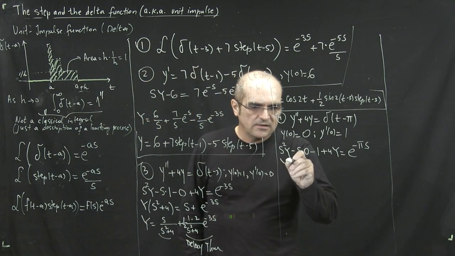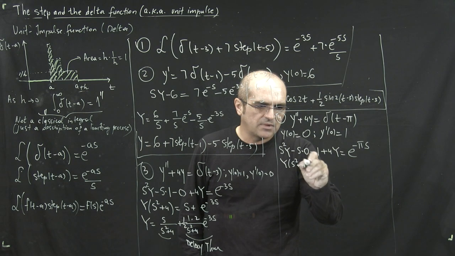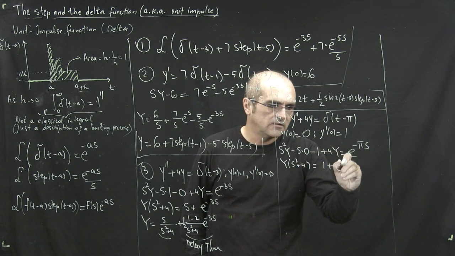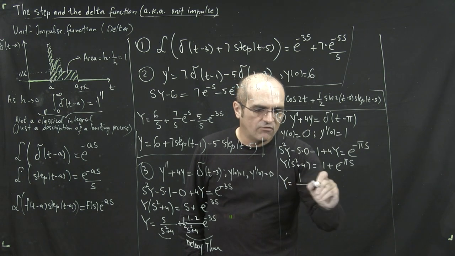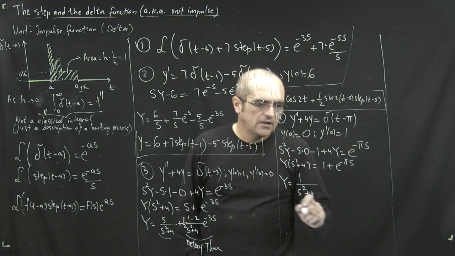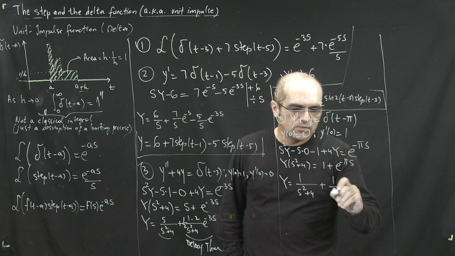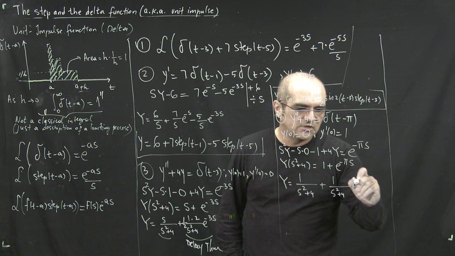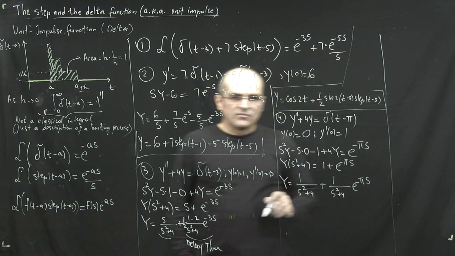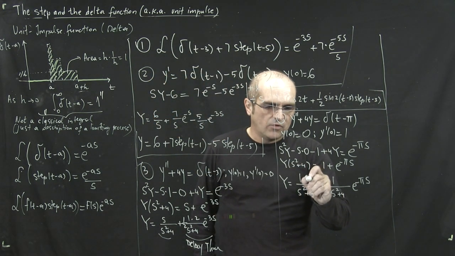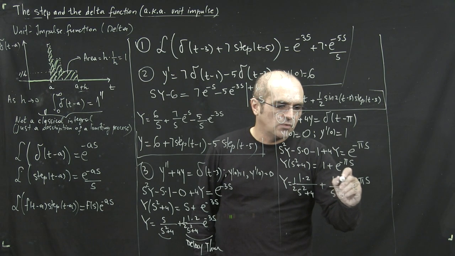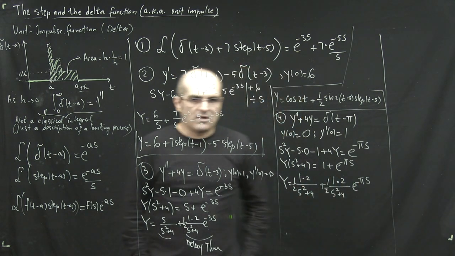Solve for y, plug in, pull out s squared plus 4, move 1 to the right, and then finally big Y is 1 over s squared plus 4 plus 1 over s squared plus 4 e to the minus pi s. In anticipation of the fact that this goes back to sine, in both cases you're going to need to put that 2 on the top and multiply by 1/2.